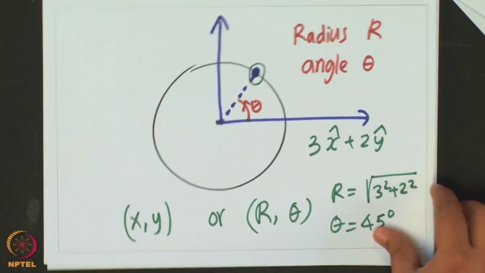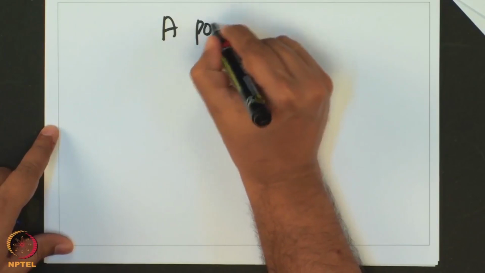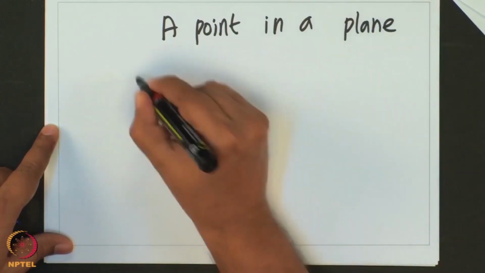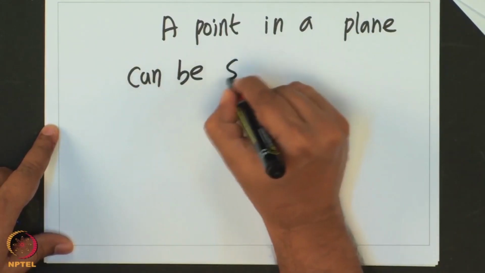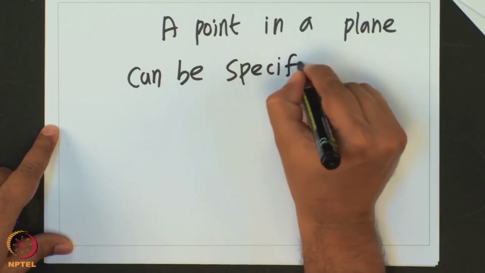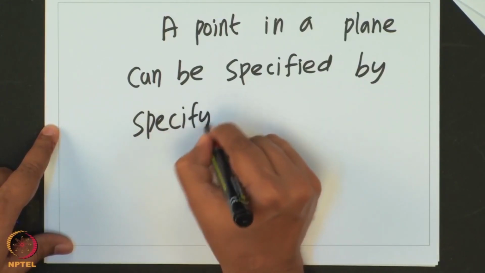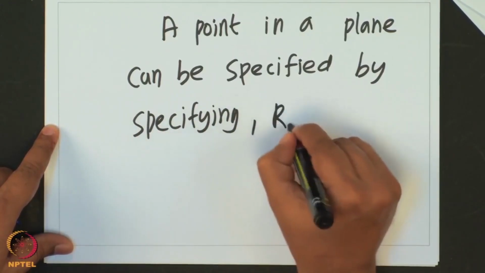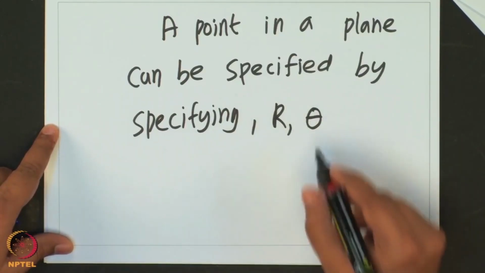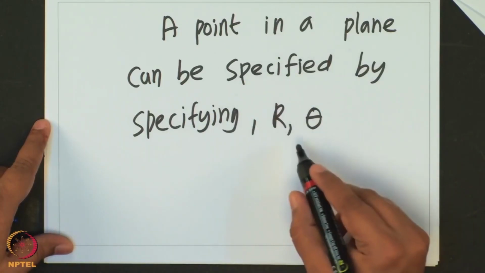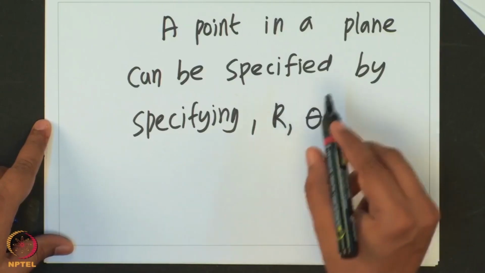polar coordinates. The precise statement is the following: a point in a plane can be specified by specifying some radial distance r and an angle theta with respect to the x-axis in the counterclockwise, anti-clockwise direction. If I specify r and theta, I can specify the location of a point.